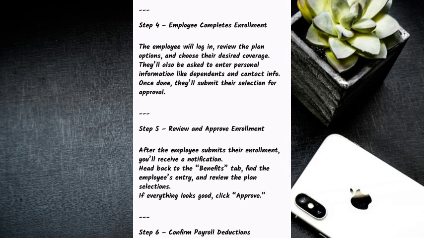Step 5, review and approve enrollments. Now, after the employee submits their enrollment, you're going to receive a notification. So just head back to the Benefits tab, find the employee's entry, and review the plan selection. Now, if everything looks good, go ahead and click Approve.